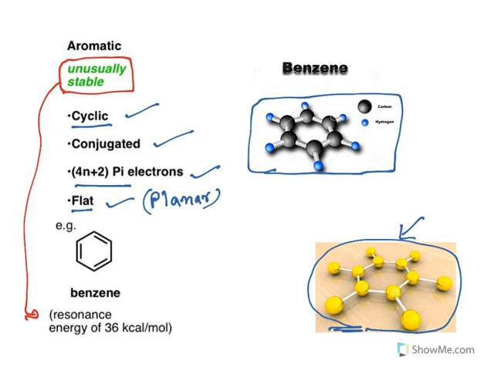Now, conjugated means alternating double bonds. See, you have one double bond here, a single bond, and then a double bond, a single bond, and then a double bond. So, this is called conjugated.